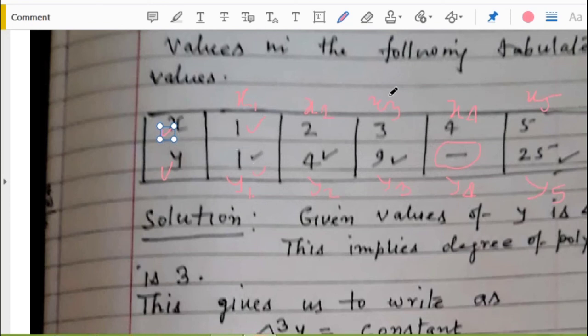1, 1; 2, 4; 3, 9; 4, missing. You can immediately, by your intuition and experience, fill up this value. But no, we are going to apply the method for 5 and 25. Without applying any formula or numerical technique, you can construct your function. You can find your function: y is equal to f(x), and this is nothing else but x squared.